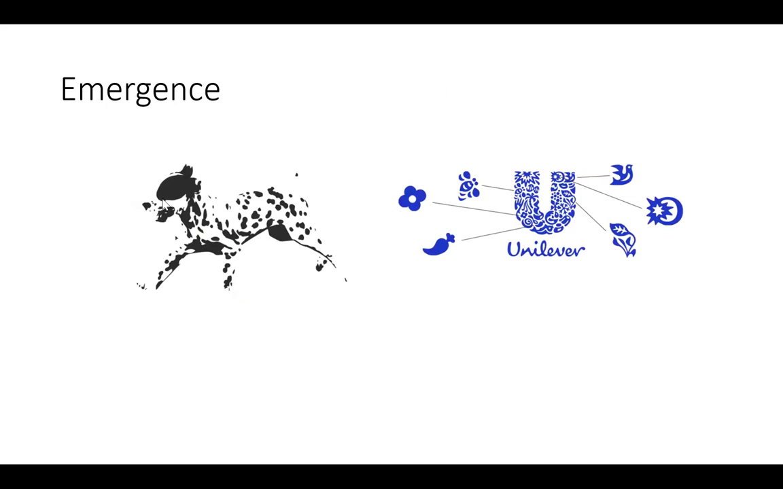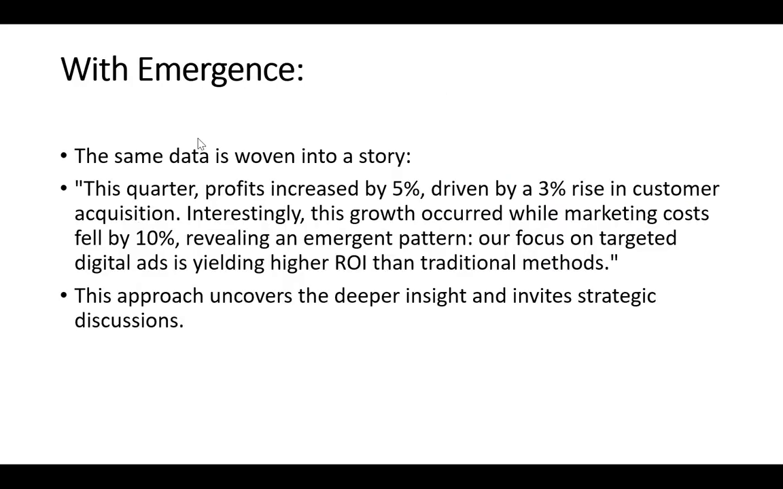Emergence. If you look at it, each one is just a dot. There is no continuity, but just dots. But you can make out that it is a dog. So that is what is meant by emergence. Just by this pattern, a figure emerges. Similarly, Unilever's logo is based on various small items. When you put them together, U emerges. That is called emergence.